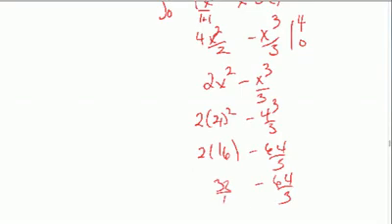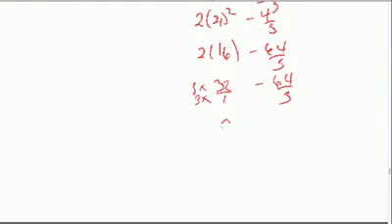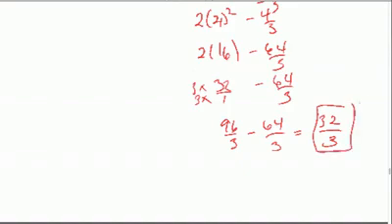So over 1, you can find a common denominator. So times 3 on both of those to get that. So we would have 96 over 3 minus 64 over 3. And what is that? 32 over 3 if you do that. And that would be your answer for the area between those two curves, okay?